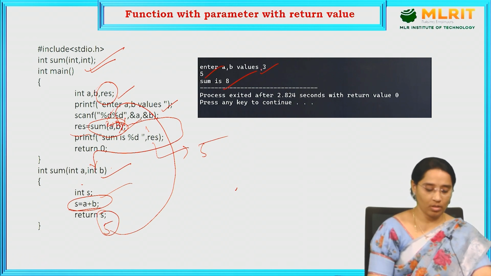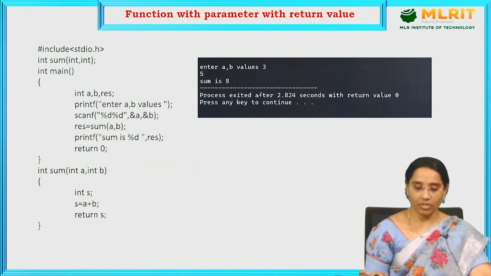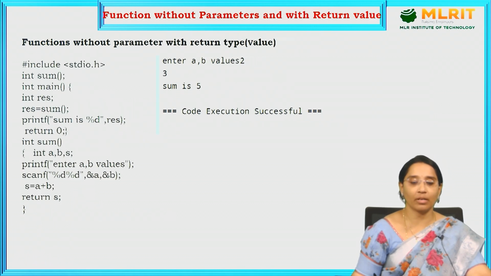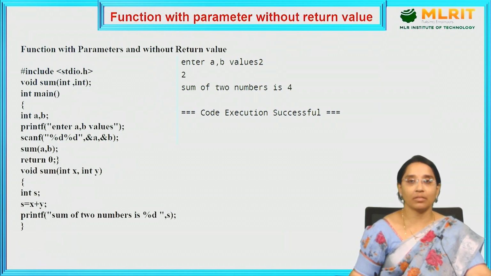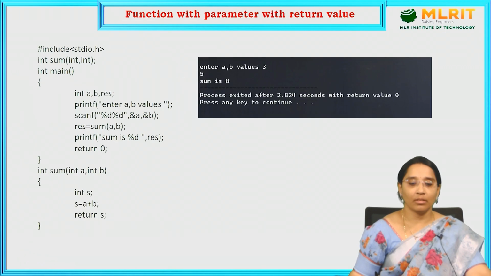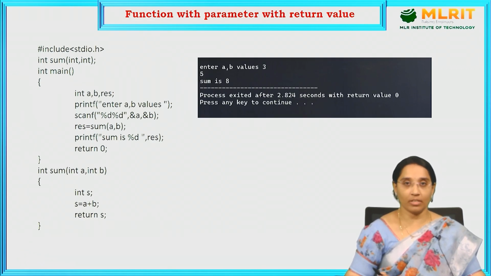This is how the four categories of functions work: functions without parameters and without return value, without parameters and with return value, with parameters and without return value, and with parameters and with return value. In the next session, we will see recursion in C. Thank you.